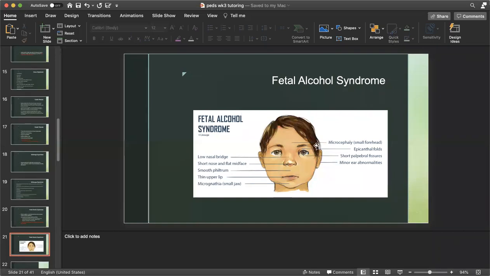So this is what children with fetal alcohol syndrome will kind of look like. They'll have that low nasal bridge, the short, flat midface, a really thin upper lip, a small jaw, microcephaly, remember, small head, the epicanthal folds, and then some small ear abnormalities.